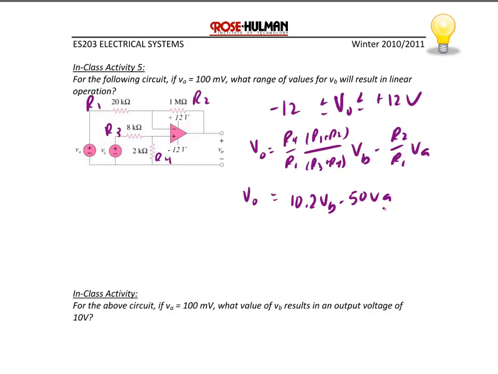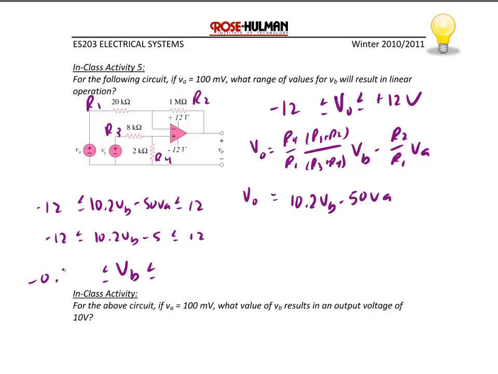So I'll put this in my inequality, and I'll have 10.2 VB minus 50 VA must be between negative 12 and positive 12. So if VA is equal to 100 millivolts, then this becomes negative 12 is less than or equal to 10.2 VB minus 5, which is less than or equal to 12. I'll solve this inequality for VB, and that yields that for linear operation, VB must be between negative 0.686 and positive 1.67 volts.